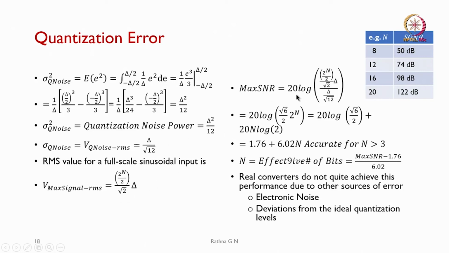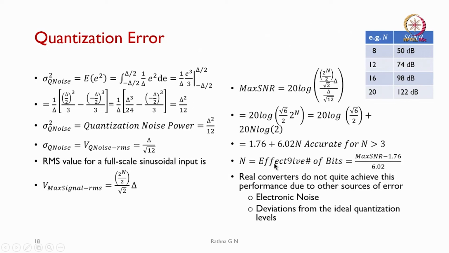So, it is 20 log base 10 of the ratio we will be calculating. This is my signal, this is my noise. When we equate this, it approximately comes out as 20 log root of 6 by 2 plus 20 n log 2. So, if we approximate it, it will be 1.76 plus 6.02 n. This equation is accurate for n greater than 3.